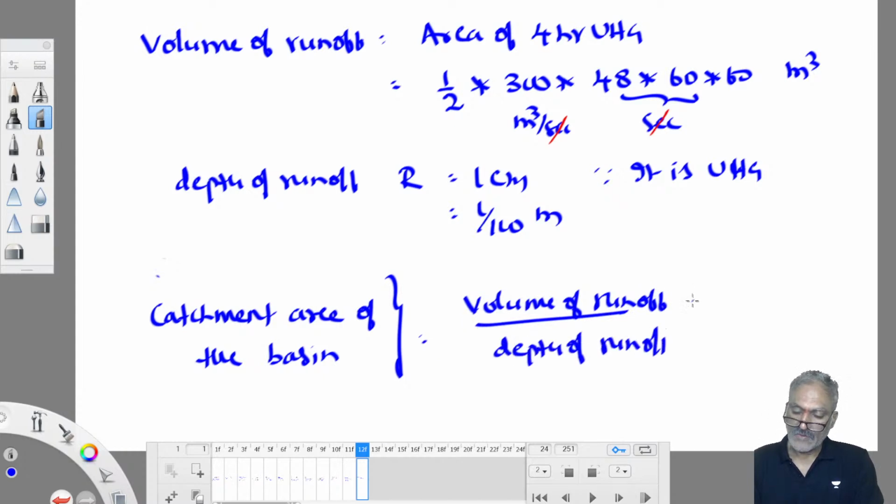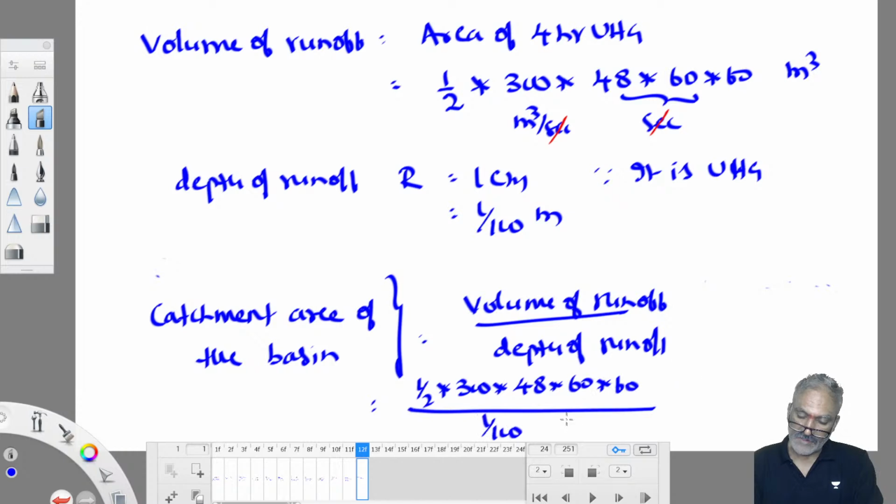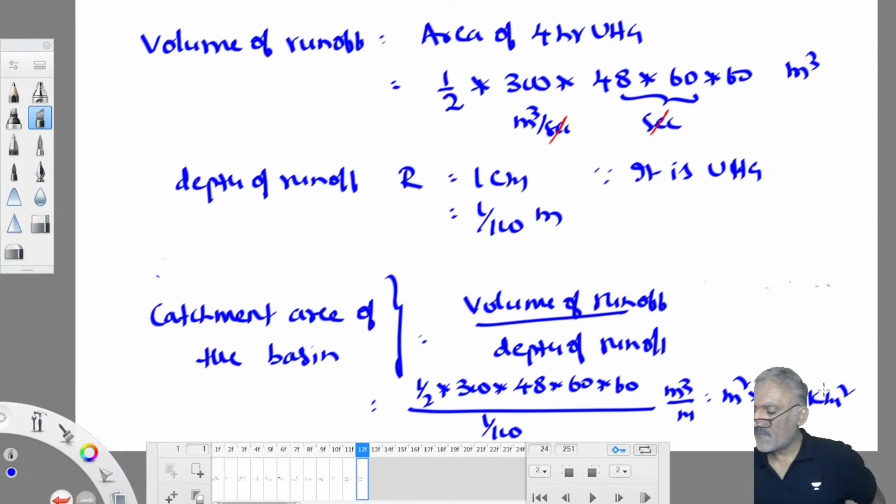Okay, so the volume of runoff is half into 300 into 48 into 60 into 60. Of course, I don't have space here. The depth of runoff is 1 by 100. So meter cube by meter, you will get the answer in meter square. To convert this into kilometer square, we divide by 10 power 6, so multiply by 1 by 10 power 6.